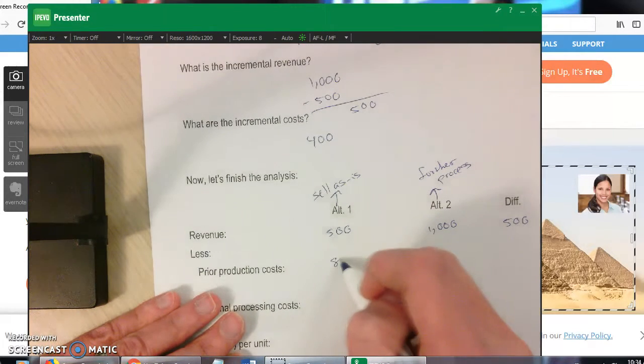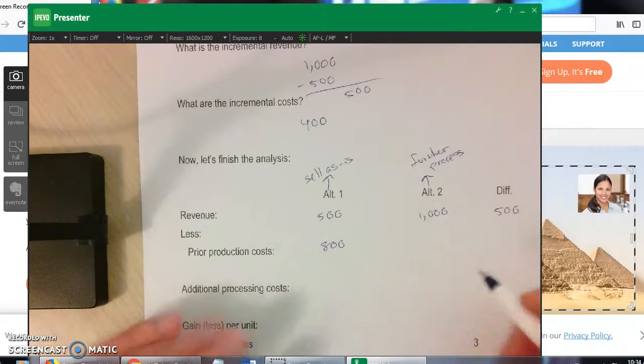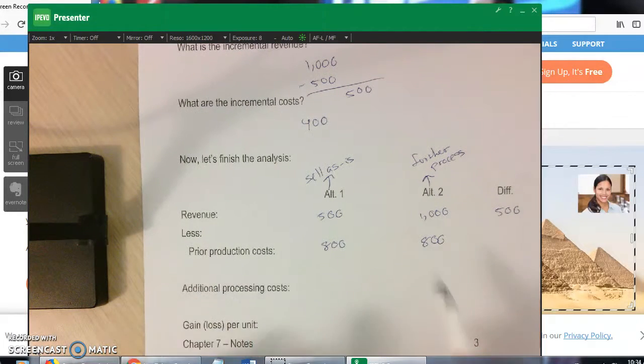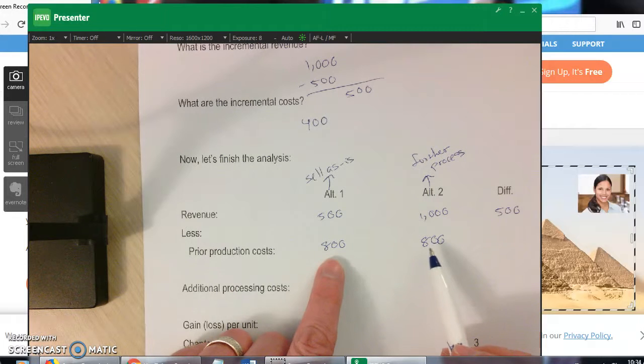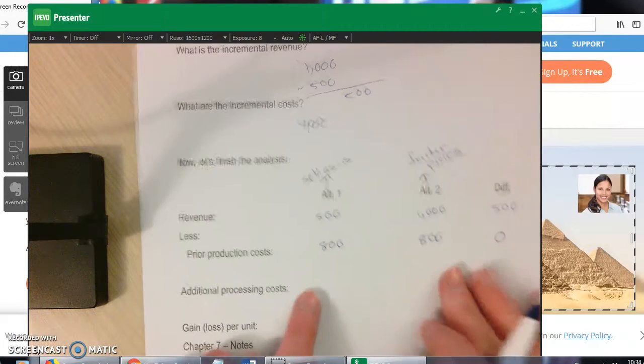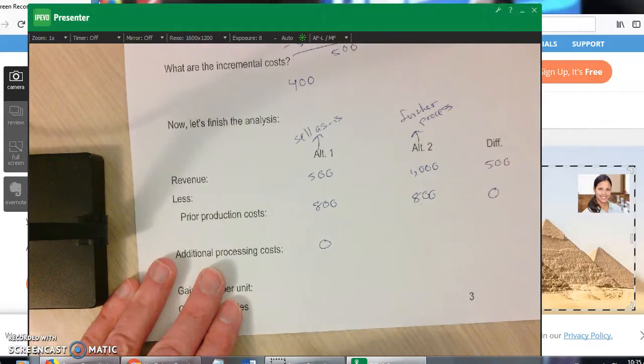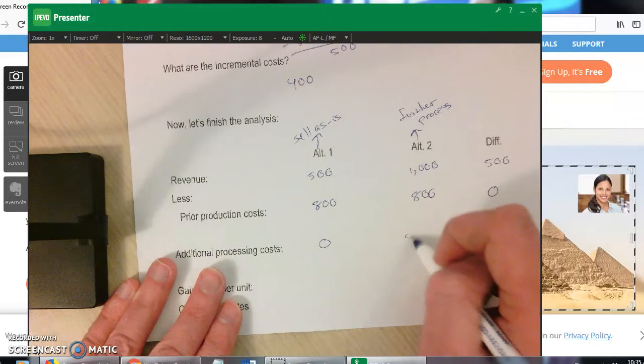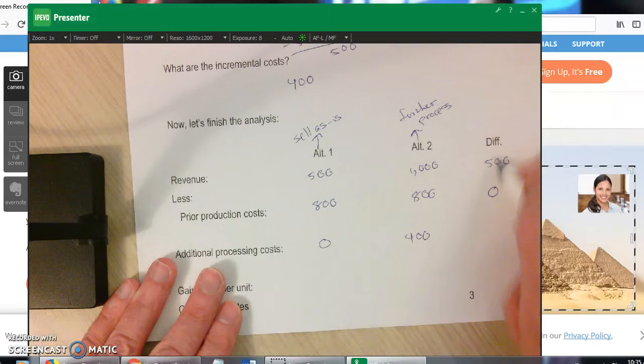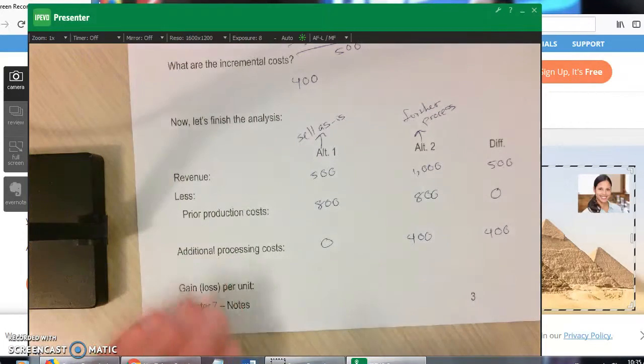I'm going to go ahead and put in the prior production costs over here just to show you that it just doesn't matter. In either situation, I incur that $800 of cost, so the difference is 0. When you look at our additional processing costs, if I sell it as is, I have no additional processing costs. If I fix it up and sell it, well then I have $400. So my incremental cost, this is my incremental revenue. My incremental cost over here is my $400, which we described up there.